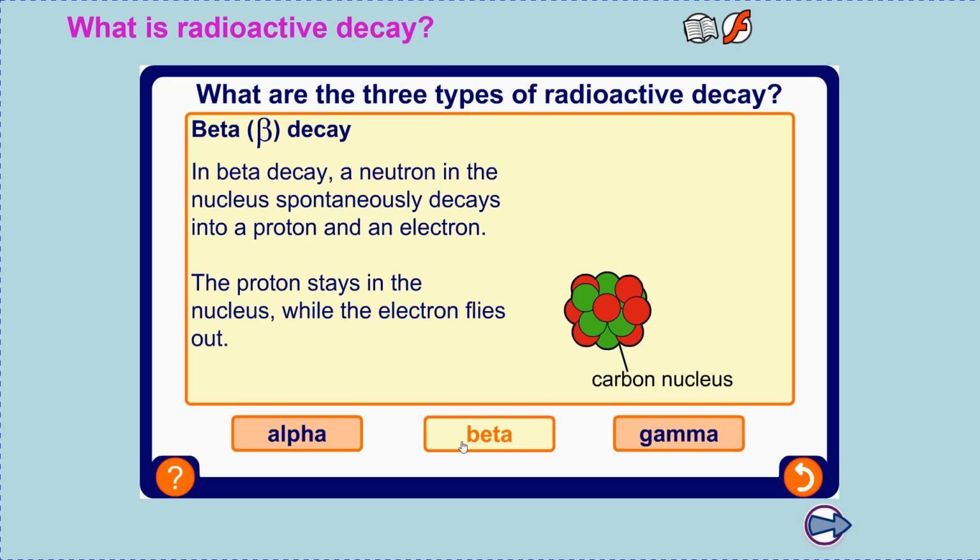Now, the second type is beta. In beta decay, a neutron actually breaks into a proton and an electron, and the electron is emitted. What you'll notice in this nucleus is that the red neutron splits, it becomes a green proton, and that electron will be lost from the particle. Because beta decay involves an electron, it has a negative charge. So alpha is a positively charged radioactive decay, beta is a negatively charged radioactive decay.